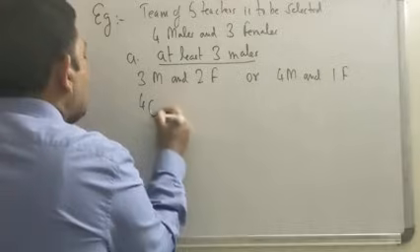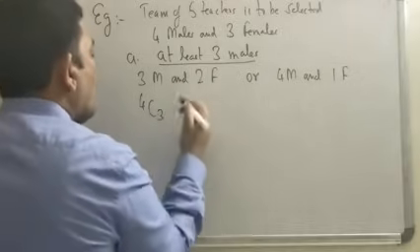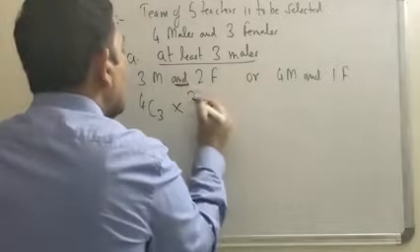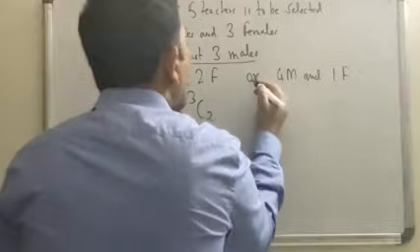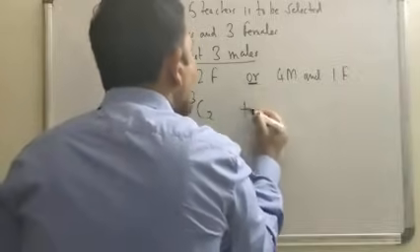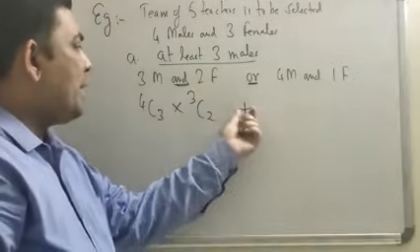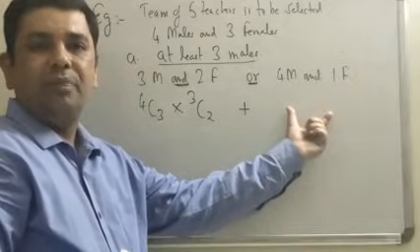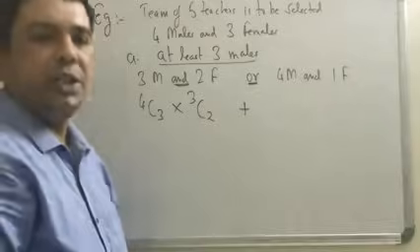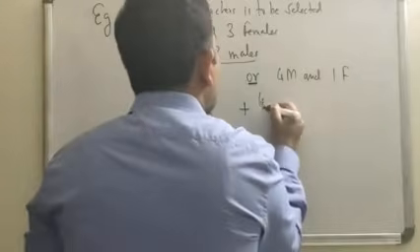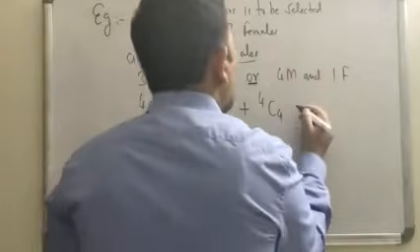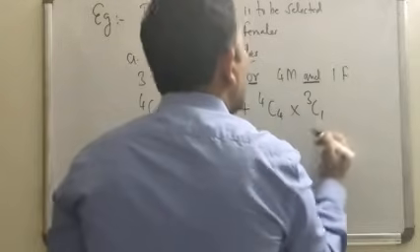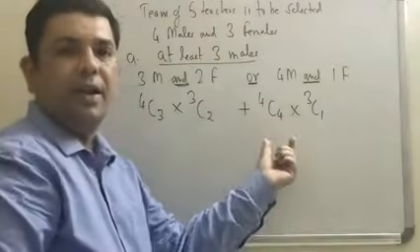So 3 males out of 4 males, so 4C3. And so multiply. 2 females out of 3 females, so 3C2. Now very interesting, or, so what you will do, you will say plus. Either the team will be like this or the team will be like this, subject to this additional condition. So 4 males out of 4 males, 4C4, and so multiply 1 female out of 3, so 3C1.